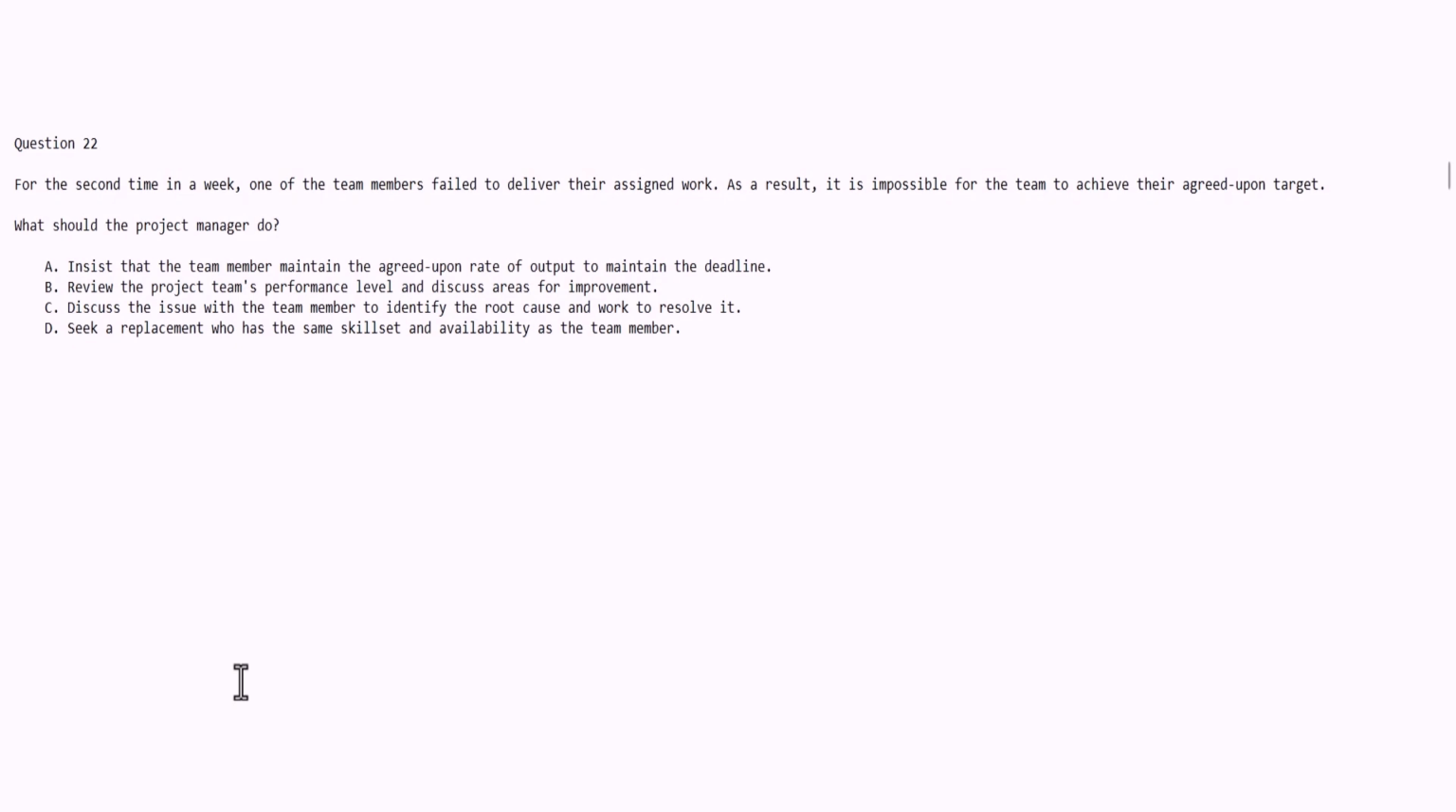Option A, insist that that team member maintain the agreed upon rate of output to maintain the deadline. Option B, review the project team's performance level and discuss areas for improvement. Option C, discuss the issue with the team member to identify the root cause and work to resolve it. Or option D, seek a replacement who has the same skill sets and availability as the team member. We're going to pause the video momentarily, give you the opportunity to answer, and then resume it with the actual results.